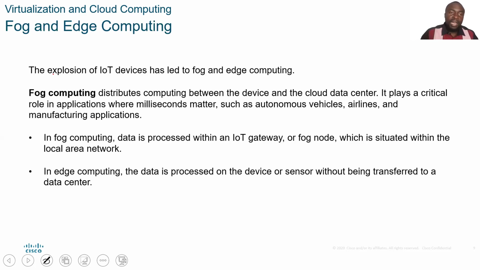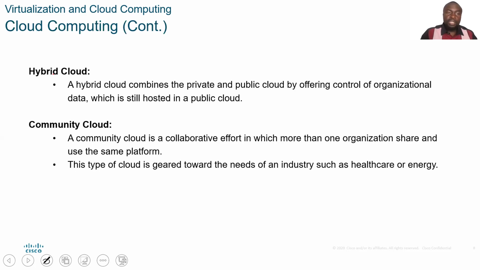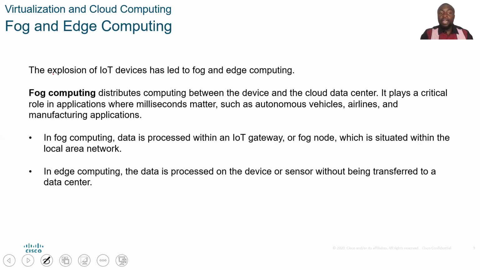Okay? Now, let's look at the concept of fog and edge computing. The explosion of IoT devices. IoT simply means Internet of Things. With IoT devices, we're looking at a network setup where everything is connected. Your fridge, your lighting, your curtain, your smart TV, your smart car, your smartwatch, where you have all these devices connected to the network. So the explosion of IoT devices has led to fog and edge computing.